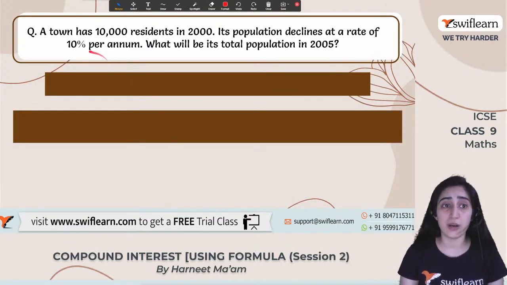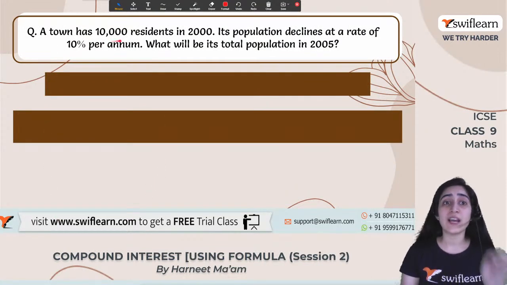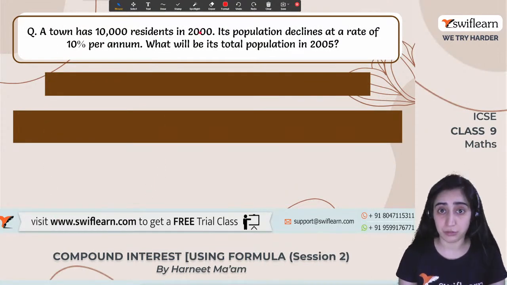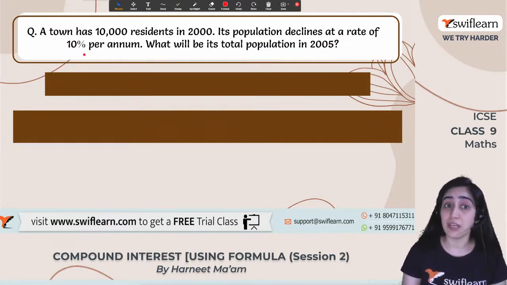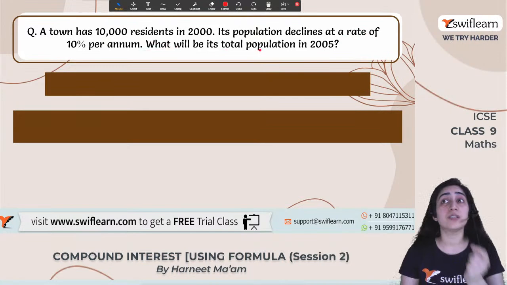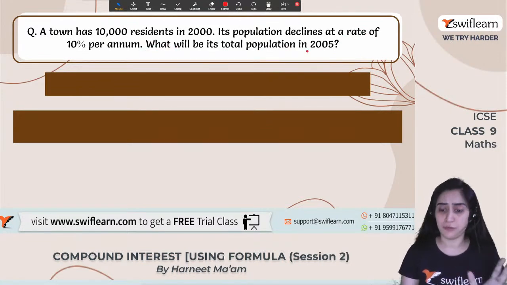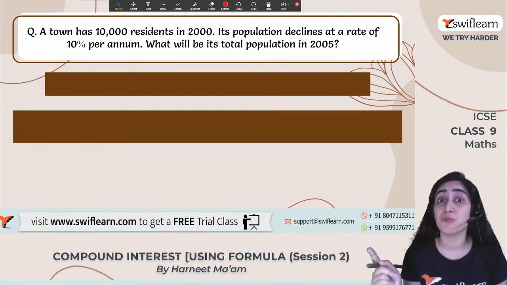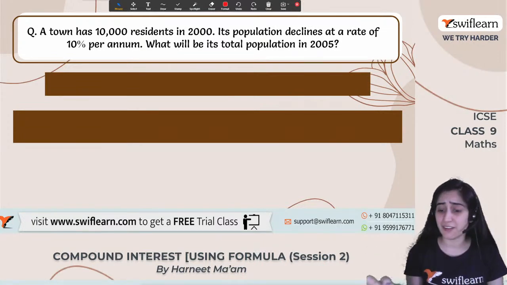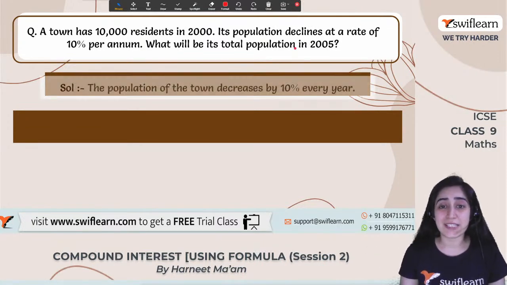All right. So here we go. The first question. A town has 10,000 residents in 2000. If the population declines at a rate of interest of 10% per annum, what will be the total population in 2005? So first of all, guys, what do you think we have to do? Which formula do we have to use? It's declining. So that means it's decreasing. That means the formula should be of negative. It's pretty easy, right? Okay, so let's see that.